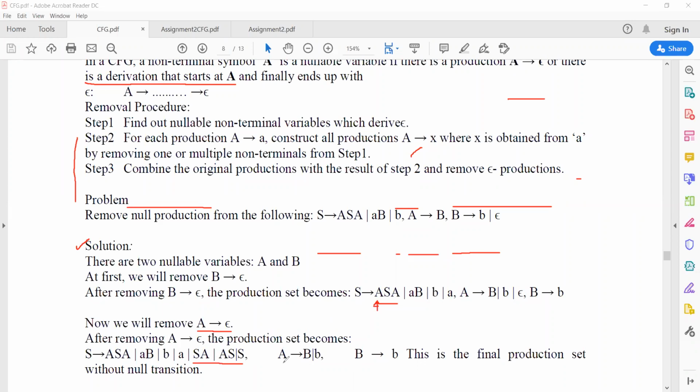And as you can see, you have already removed it. That is why it becomes A produces B and A produces small b, but you don't have A produces null because it is removed. As a result, after removing the null, you have a final solution like this, where you don't have any null production.